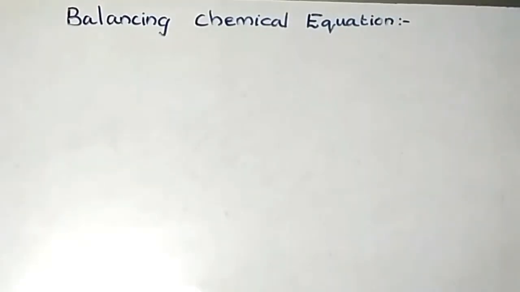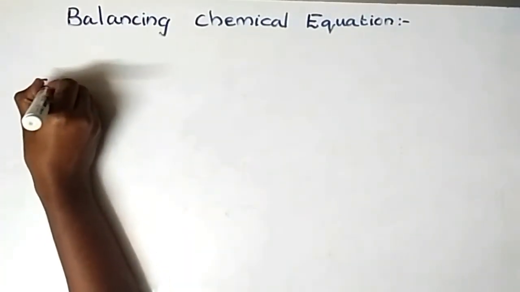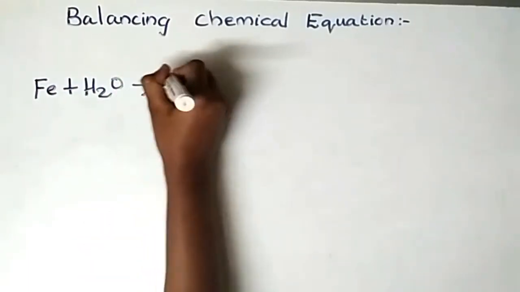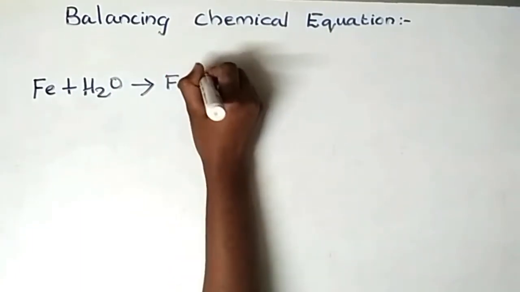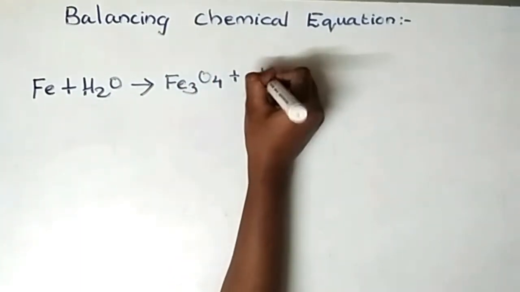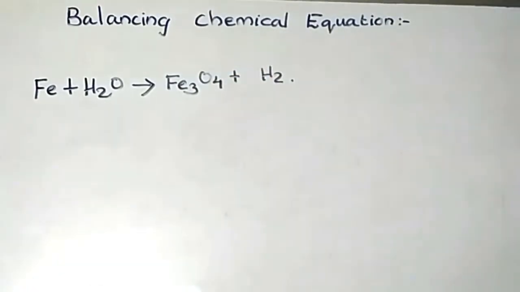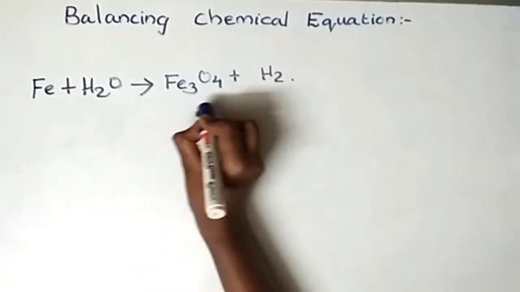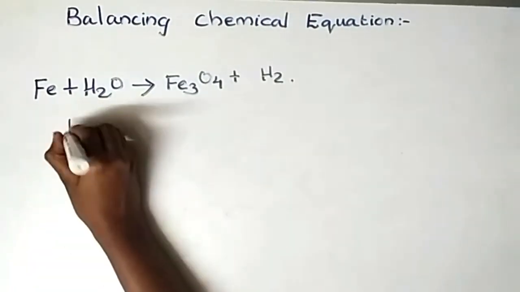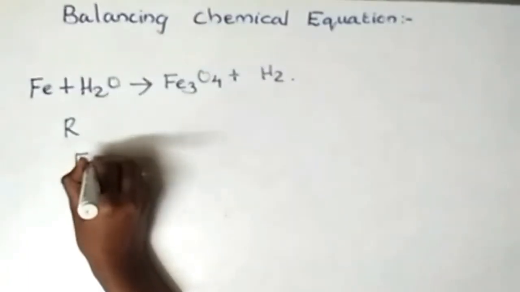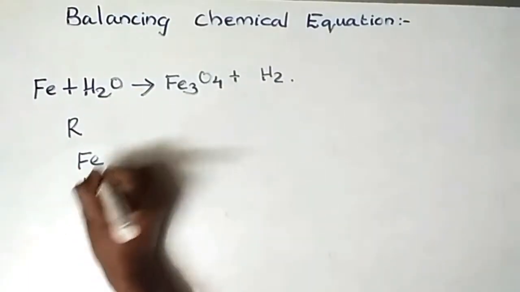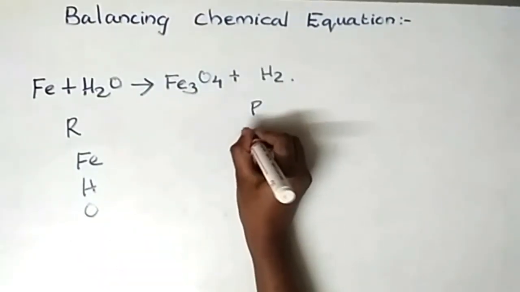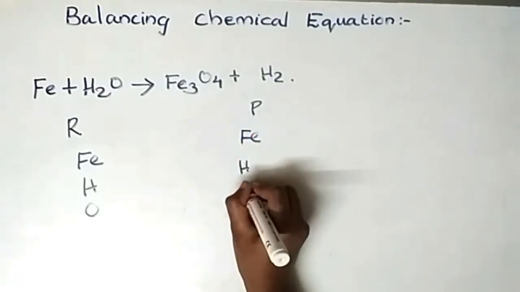Let's get started. So, our first equation is Fe plus H2O gives you Fe3O4 plus H2. First, we write the elements present in the equation from the reactant and the product side. On the reactant side, we have Fe, hydrogen and oxygen. And on the product side, we have the same: Fe, hydrogen and oxygen.